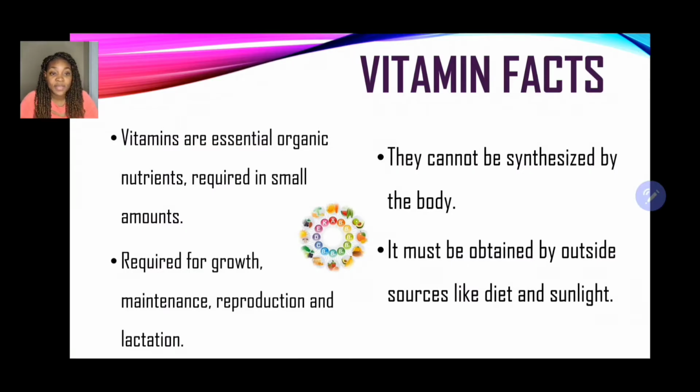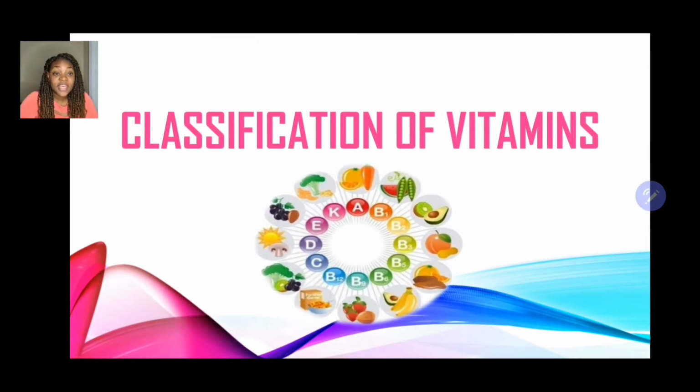So vitamins cannot be synthesized by the body, which simply means that we have to get them from outside sources because our body cannot make them, right? And they're very much required for growth, maintenance, reproduction, and lactation. And these nutrients are also what? Essential organic nutrients. And they're classified as essential because our body can't make them, but our body needs them for growth, maintenance, and development. All right. Now, let us look at the classification of vitamins.